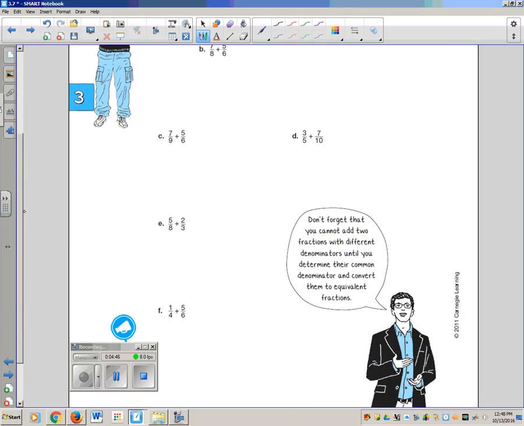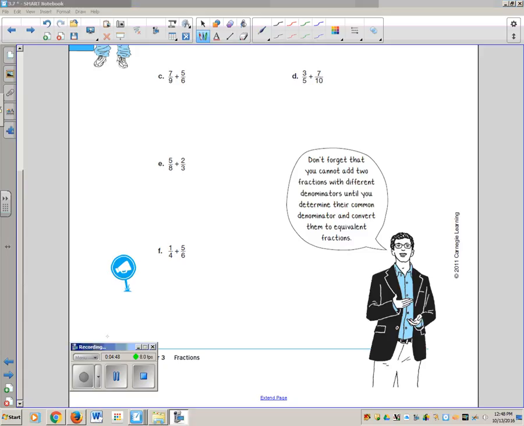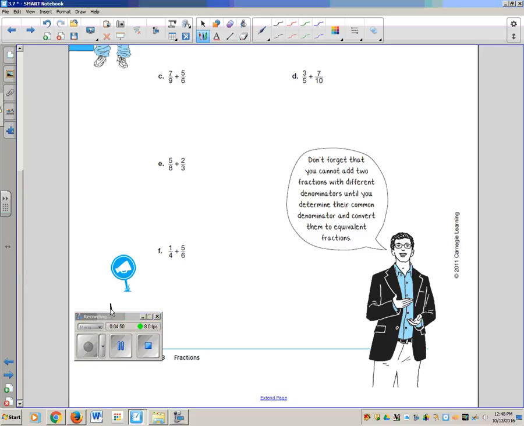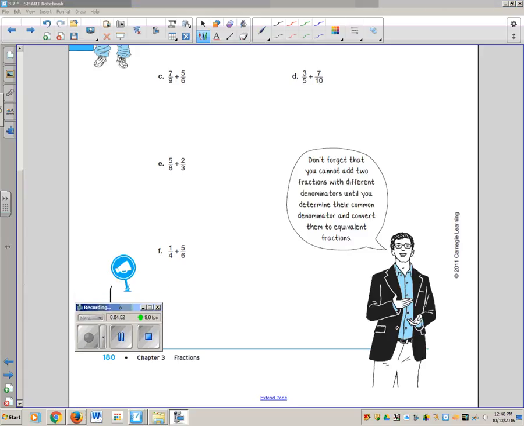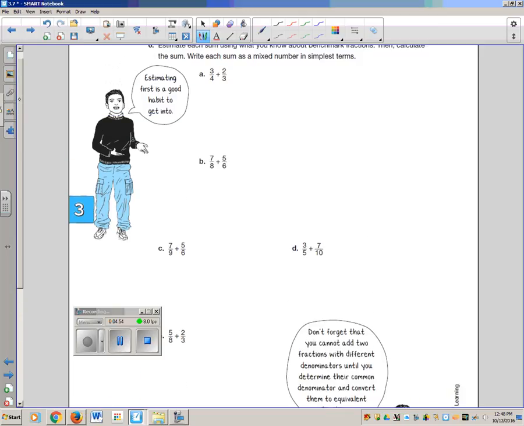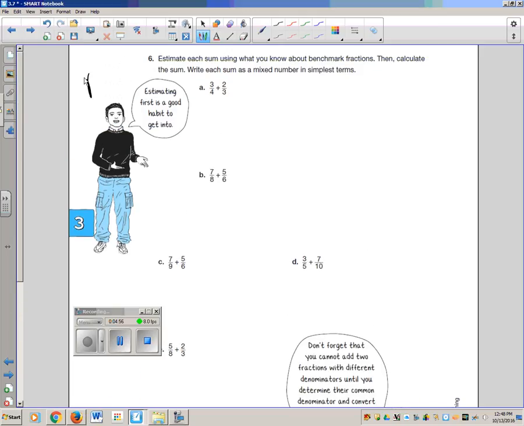Let's do a couple of the problems on page, can't see it, 180. So page 180. 3/4 plus 2/3. 3/4 is closest to 1. 2/3 is close to a half. A good estimate for this is 1.5.